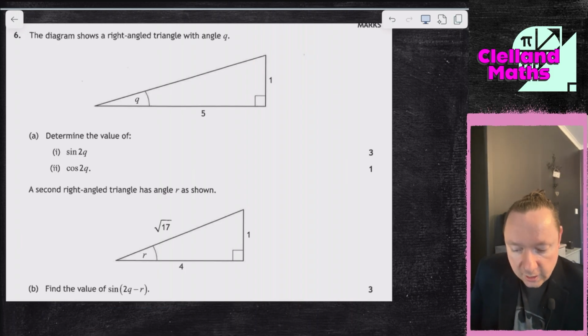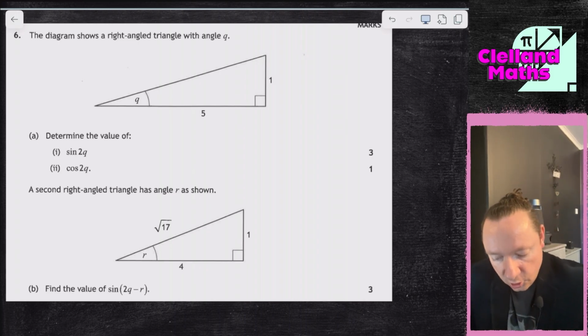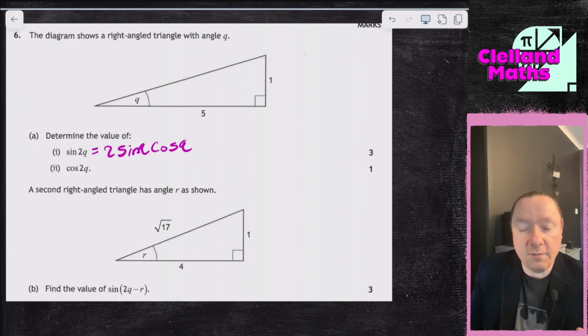The diagram shows a right angle triangle with angle at Q. Find sine 2Q cos 2Q. We have a second right angle triangle, so we have to do sine 2Q minus R. So sine 2Q is 2 sine Q cos Q. So I'm going to have to know sine Q and cos Q, so I'm going to have to do Pythagoras.